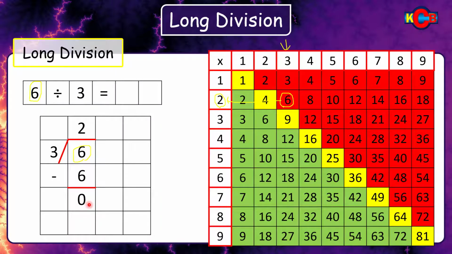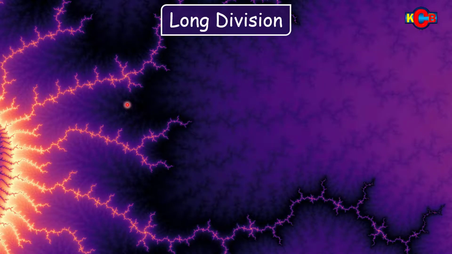So, what is the answer? Can you see the answer here? The answer is 2. We can find the answer here at the top of this long division method. So this is the answer. 6 divided by 3 equals 2. Now we go to the next example.